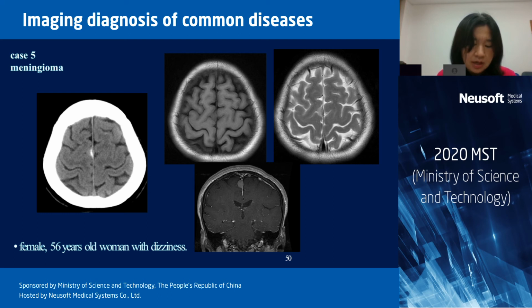Case 5. A 56-year-old woman who was dizzy for 1 week. Brain CT showed hyperdensity on midline. The lesion had calcification without surrounding edema. It has typical iso-intensity to gray matter on T1 and T2 weighted imaging. The lesion had homogeneous enhancement, dural tail sign. In contrast MRI, the mass was an extra-axial tumor. Which brain tumor is the most common extra-axial tumor? Meningioma is, and women are often affected.